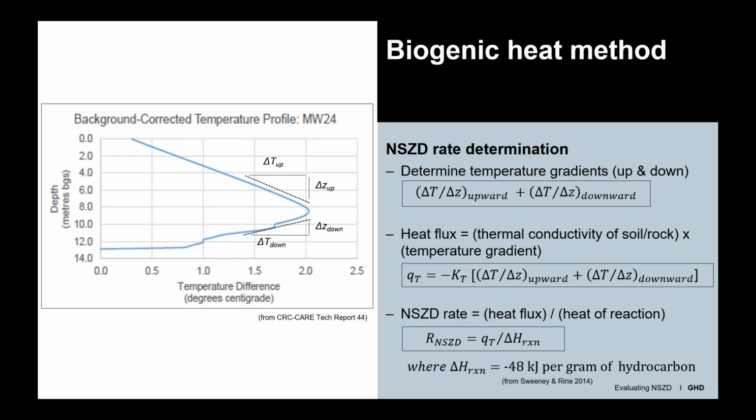And then the final step to estimate the rates is to divide that total heat flux by the heat of reaction, which you can find again in reference material. Sweeney and Ririe in 2014 is, I think, the basic one that's used, and that value is 48 kilojoules per gram of hydrocarbon. All right, so that's the real technical information for calculating it, but you can see that when we're looking at these temperature profiles, being able to determine what that slope is, is the first step of calculating your rates.